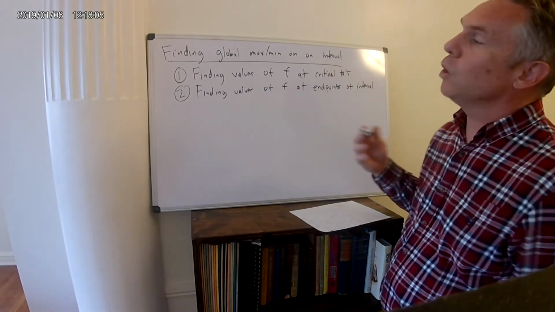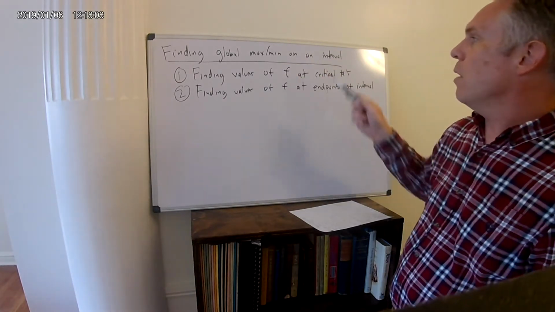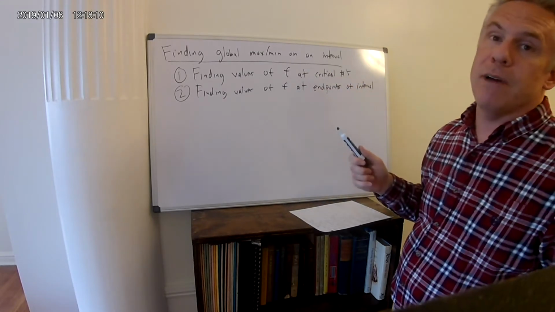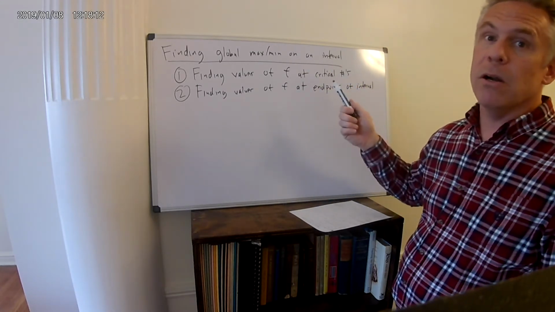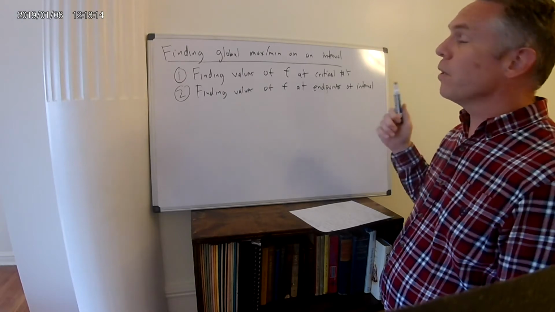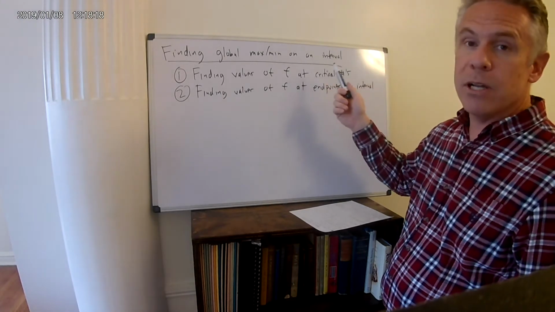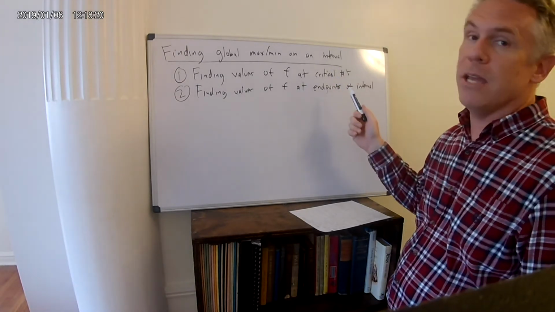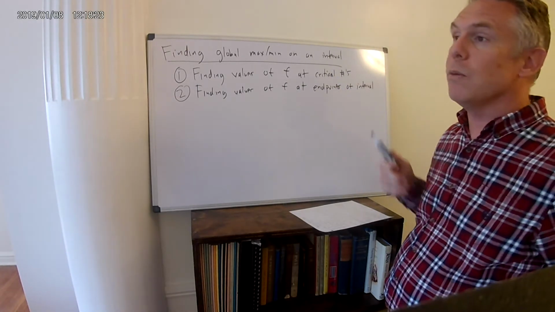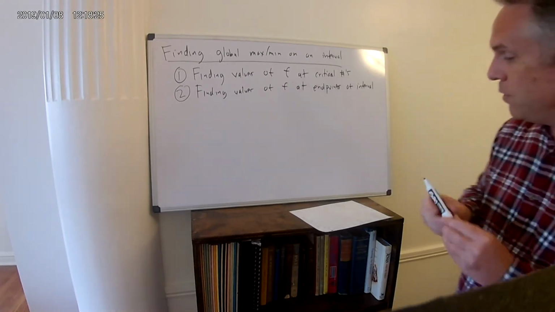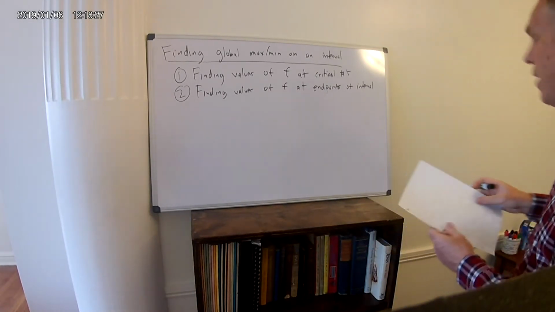So to find a global maximum, we compare the values of f at the critical numbers and the value at the endpoints, and whichever is bigger is your global maxima. To find the global minimum, you compare the values of the function at the critical numbers and the values of the function at the endpoints, whichever is smaller is your global minimum. Now, if this doesn't make any sense to you, it will in a second, because we'll do an example.